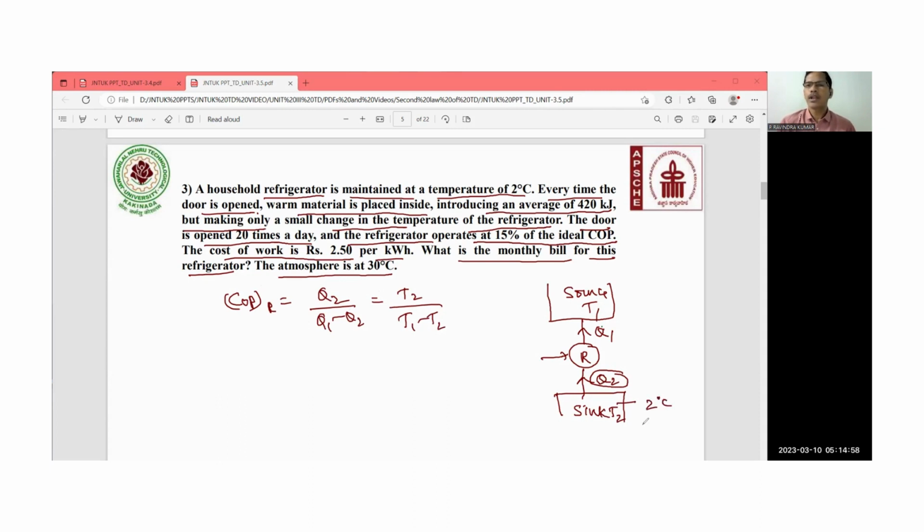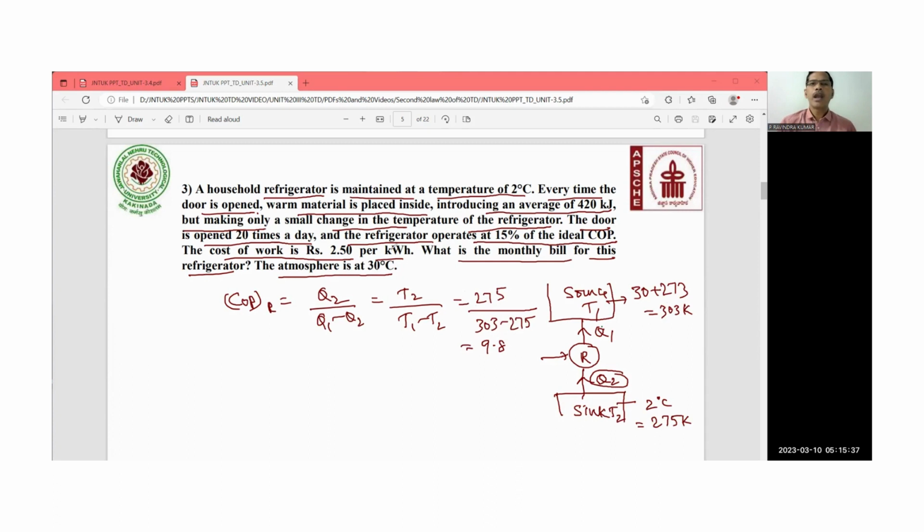2 degrees centigrade means 2 plus 273, that is 275 Kelvin. And the atmosphere is 30 degrees centigrade, 30 plus 273, so it is 303 Kelvin. So T2 is 275 Kelvin. All the values are in absolute Kelvin. T1 minus T2 is 303 minus 275. You will get the COP as 9.8, with no units.